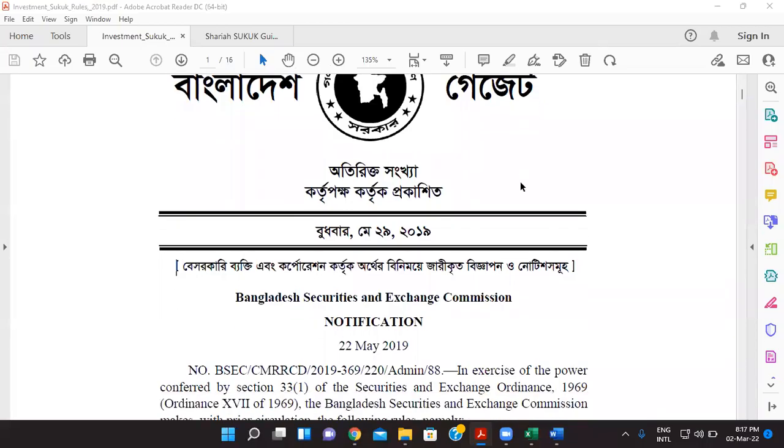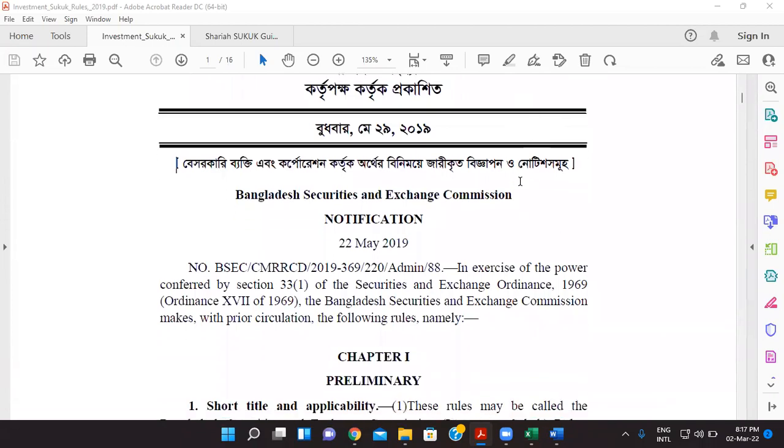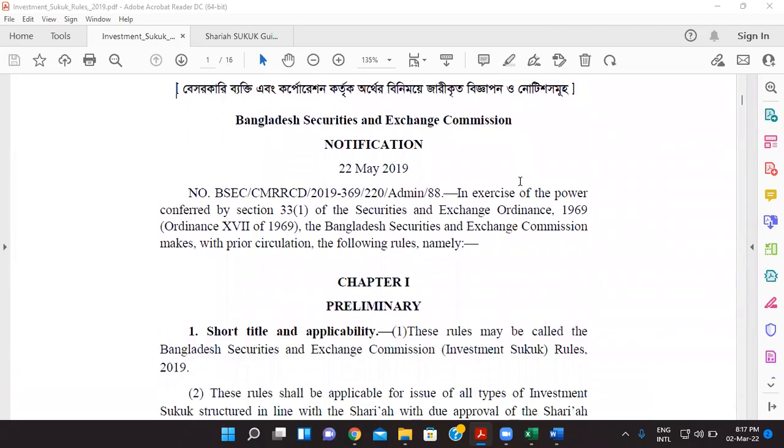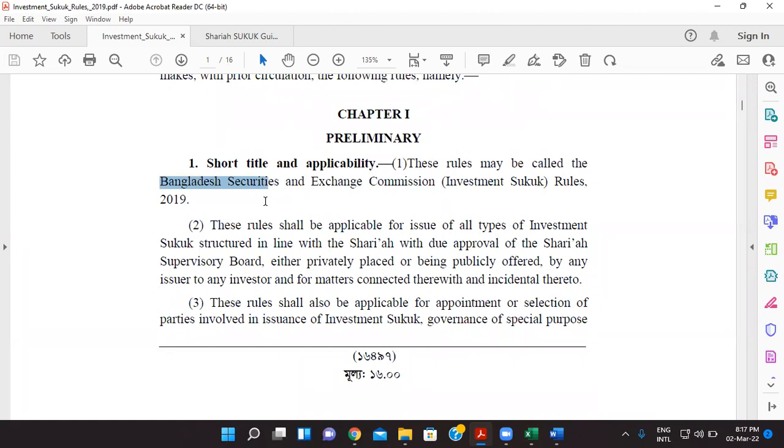Okay. Investment Sukuk Rules. It has been issued by Bangladesh Securities and Exchange Commission, the capital market regulatory authority in Bangladesh. And this rule has been named as BSEC Investment Sukuk Rules 2019. So if you face an interview and you say that you have taken the Islamic Finance and Banking course, you might be asked whether you are aware of these rules issued by the BSEC. In that case, you should say that you have some knowledge on this.